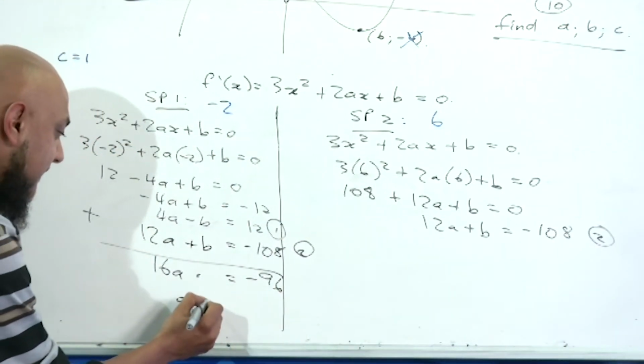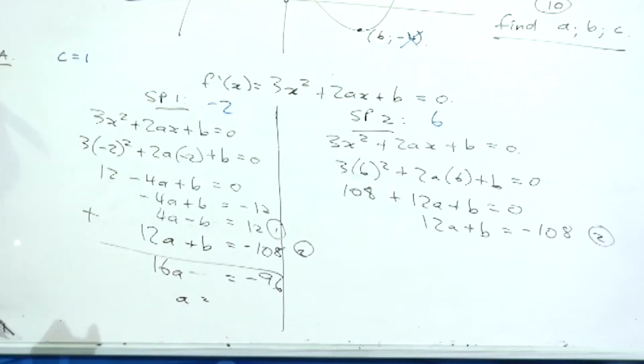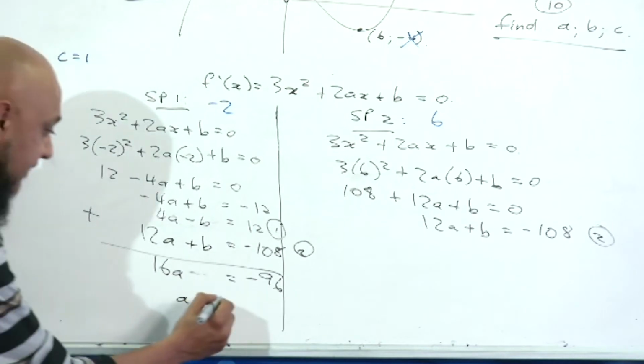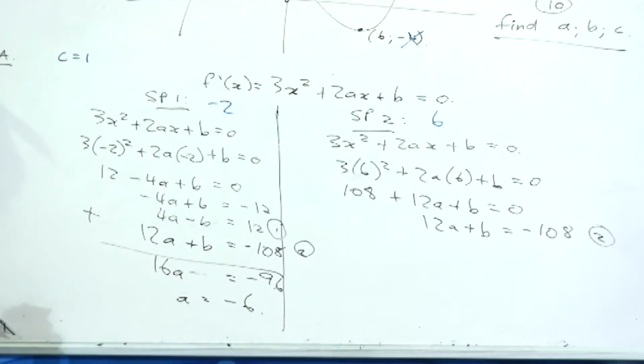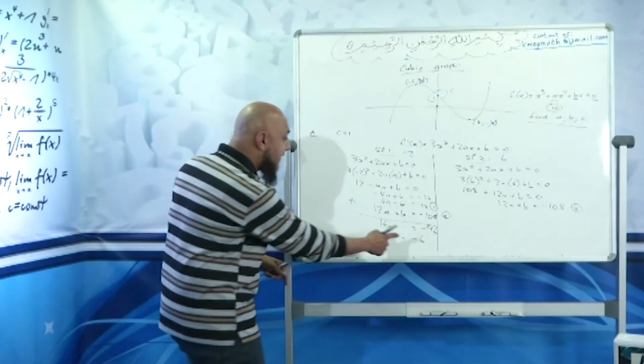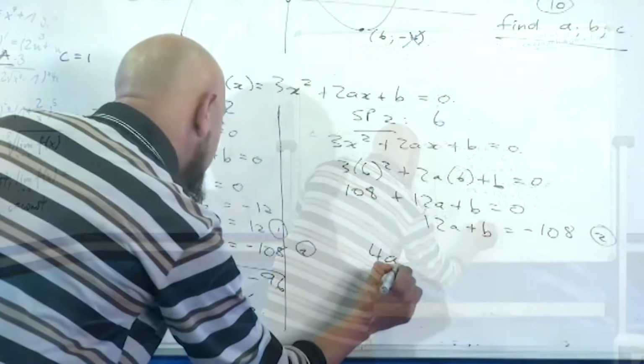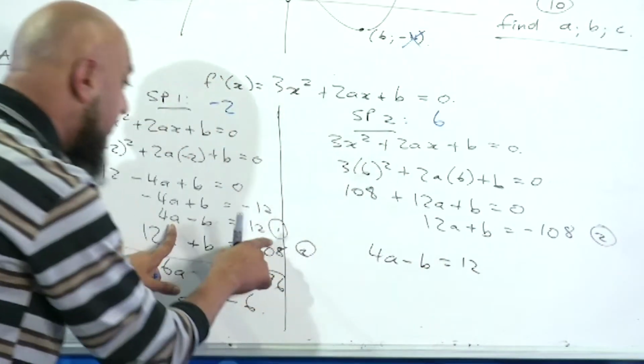So a is equal to minus 96 over 16, which is negative 6. There we go. Right, we got a. We now need to find the value of b. We've got c, we've got a. We now need b. We can take this and plug it into any equation. So now I'm going to say 4a minus b is equal to 12. I'm taking equation number 1.